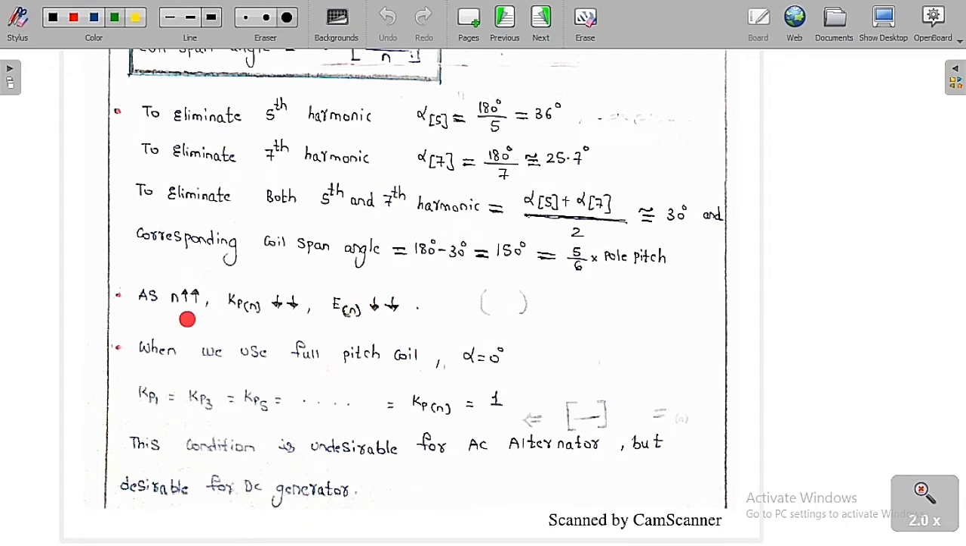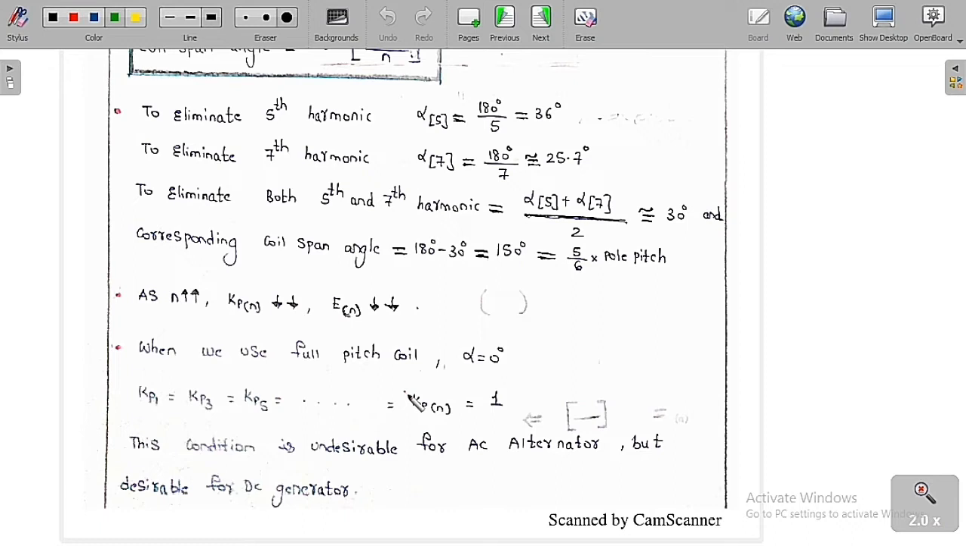As the harmonic number increases, the pitch factor corresponding to that harmonic will decrease, so the EMF induced because of that harmonic is also going to get reduced. Now suppose you go for the full pitch coil. It means that the coil span is equal to the pole pitch.